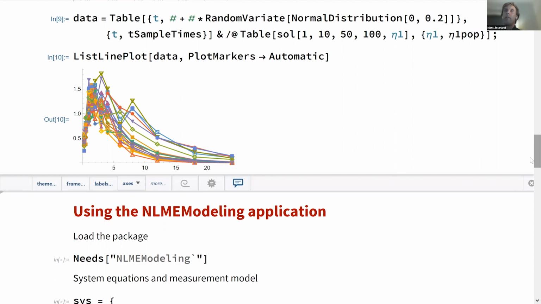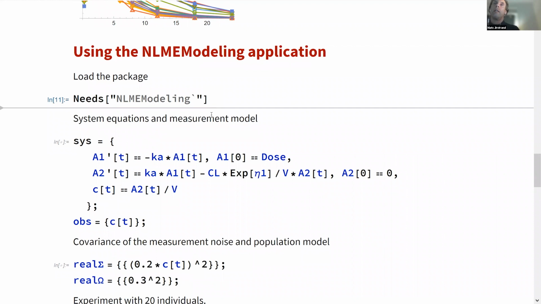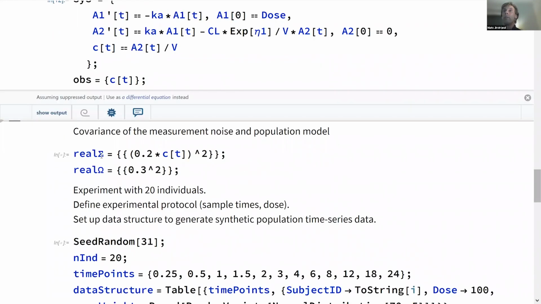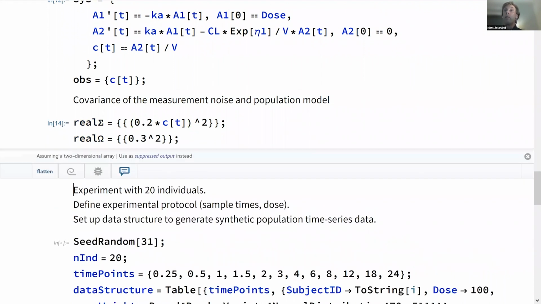Okay, but if one is using the NLMEModeling application, we start by loading the package as usual. This is just a repetition of the same system that we have studied above. If we now say that we have some spread over a population, we can specify, in this case a very small variability, it's only one random effect. So it's this omega, and then we have a measurement noise covariance matrix to specify.